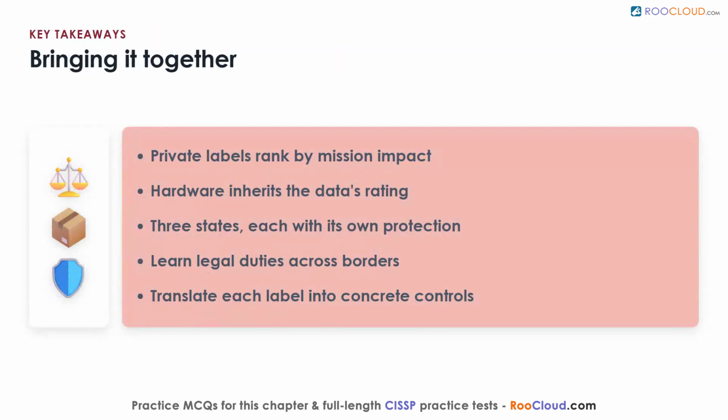So let's bring it together. Private organisations rank data by mission impact, from proprietary down to public. Hardware inherits the rating of the data it holds. Every asset lives in one of 3 states, and each state needs its own protection. Learn the legal duties that follow your data across borders. Then translate each classification into concrete controls so the label finally does real work. Nail this, and the routines in the next section will click into place.